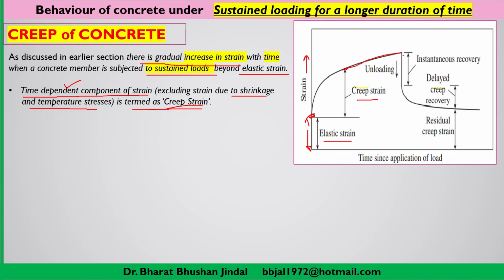Then the graph will show a dropout. This type of graph means that when you have just removed the load, there is unloading of the member, and you will observe a sudden drop. This type of sudden drop we call instantaneous recovery in the strain. And after that the graph will be a parabola and so on.